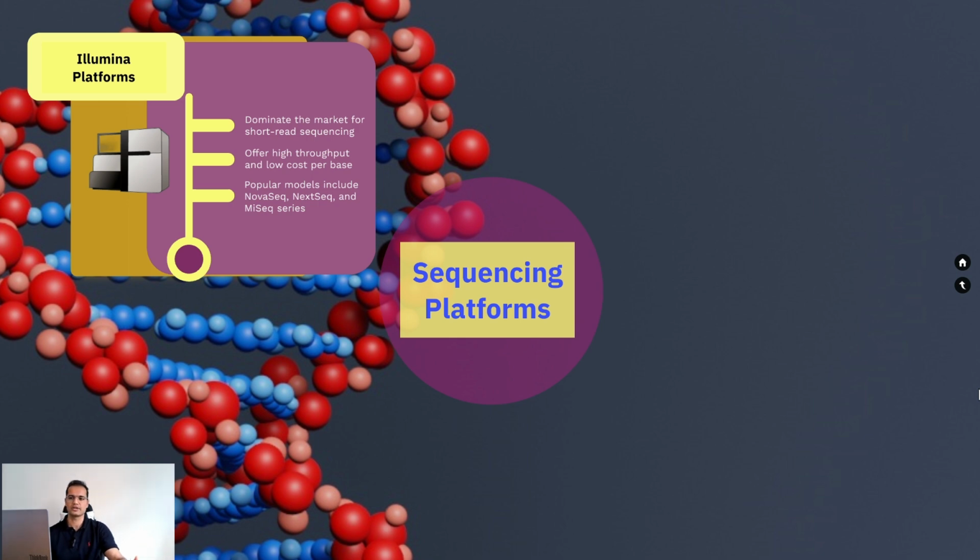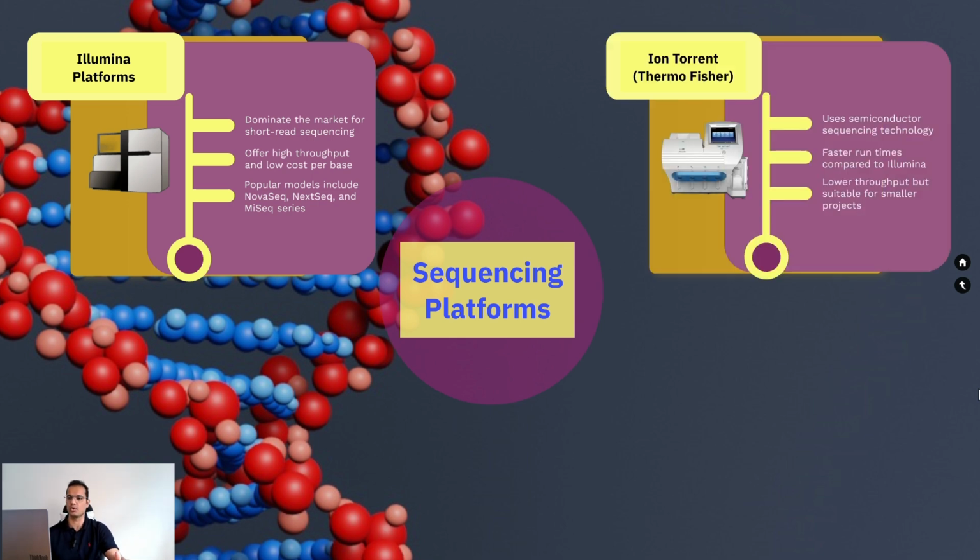The second platform is Ion Torrent, which is developed by Thermo Fisher. It uses semiconductor sequencing technology, and it's based on detecting hydrogen ions released during DNA synthesis. It has faster run times compared to Illumina, but lower throughput, so it is suitable for smaller projects.